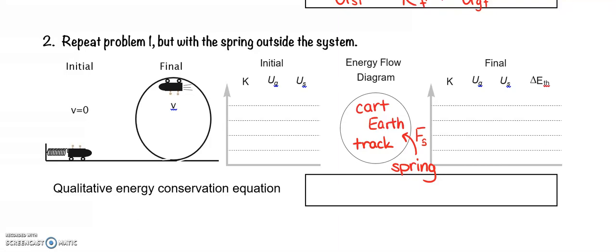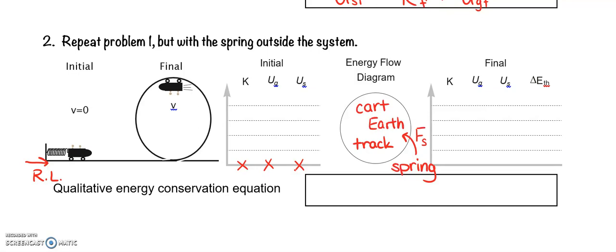Again, I need to set my reference level, and I'll choose it the same. Initially, my car is still not moving, and initially, my car is still at the reference level. However, this time, because the spring is outside of my system, I do not have any elastic potential energy initially. To have elastic potential energy, the spring must be a part of the system. So in this case, there is no elastic potential energy to start off with.